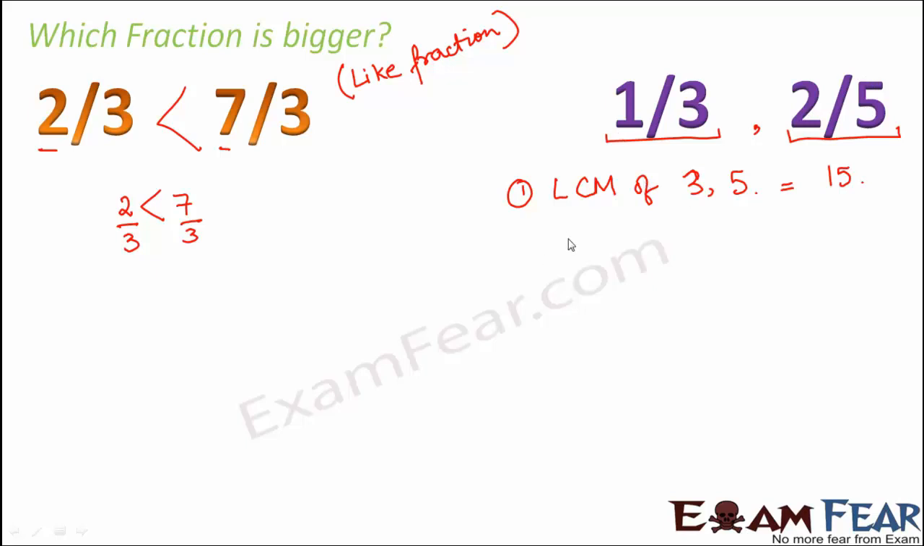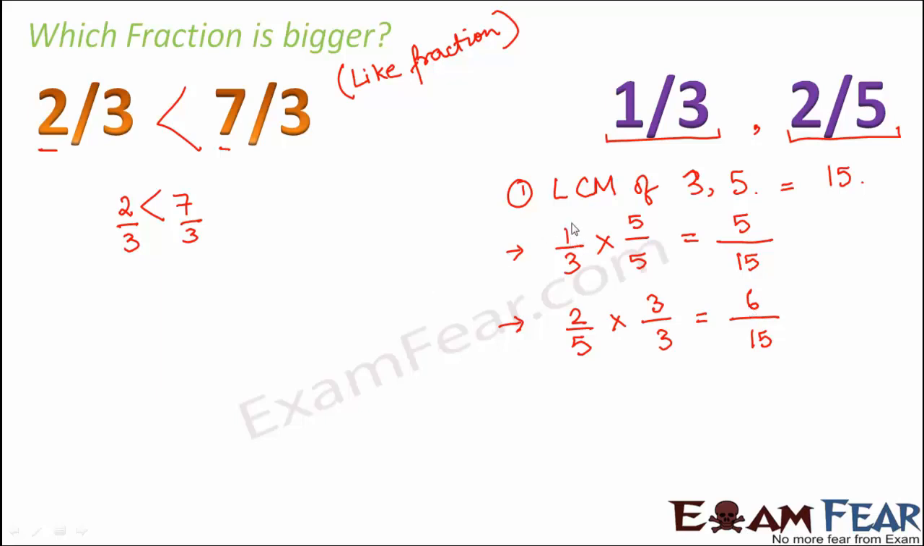Now, once we have found this out, we consider both the fractions one by one. First, we consider 1 by 3. We multiply both the numerator and denominator by a whole number such that in the product, the denominator is 15, because 15 is the LCM. So 3 into what gives 15? 3 into 5. So we will multiply the numerator also by 5. So what do we get? We get 5 by 15. Similarly, we will do it for the other fraction, that is 2 by 5. We want to multiply the numerator and denominator by the same whole number such that the denominator is 15. So 5 into 3 is 15. So we will multiply the numerator also by 3. So this becomes 6 by 15.